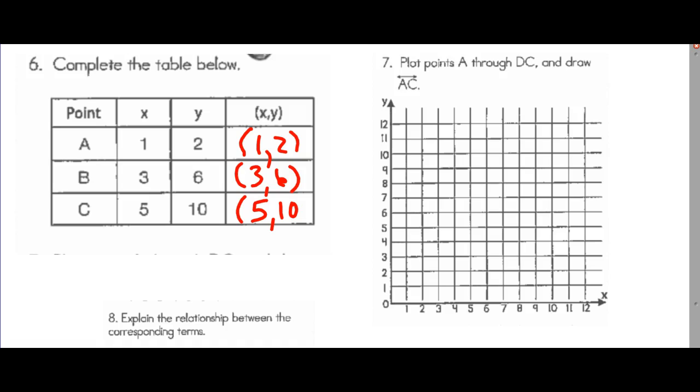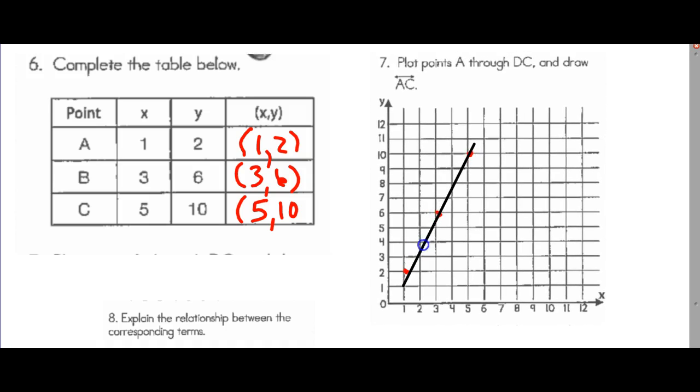A is at 1, 2. So we're going to put a point at 1, 2. B is at 3, 6. And C is at 5, 10. Okay, and then we're going to draw the line to connect those together. And there it is. Move that over a little bit. There we go. And connect those dots.